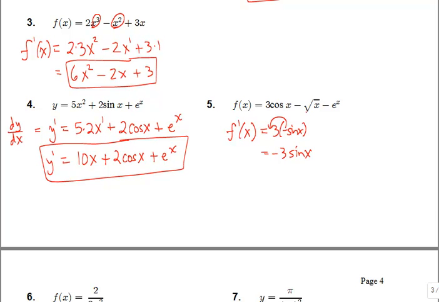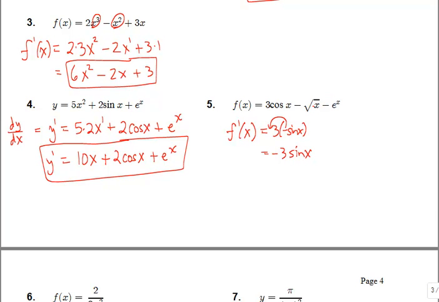Now in order to do the derivative of square root of x, we didn't have a rule specifically that said how to take the derivative of a square root. So the only way to do this is to manipulate it and change it into one of the rules we do have. And we do have a power rule. So if we can change this square root x into an x raised to some power, then we would be able to apply that power rule.